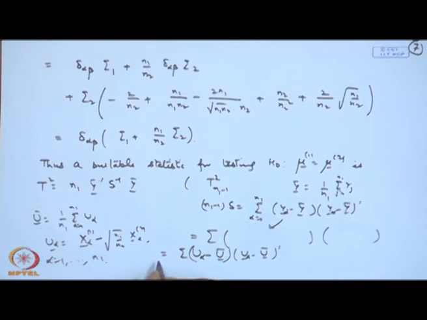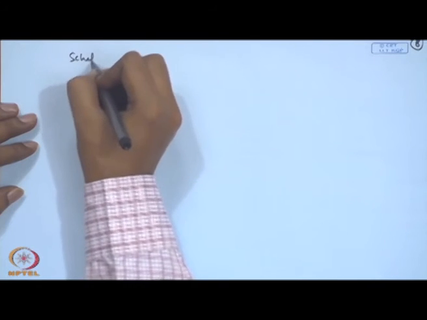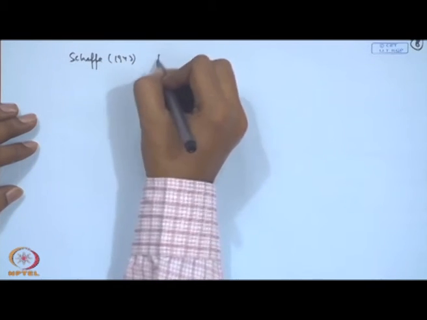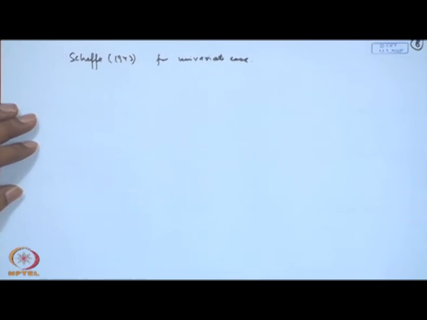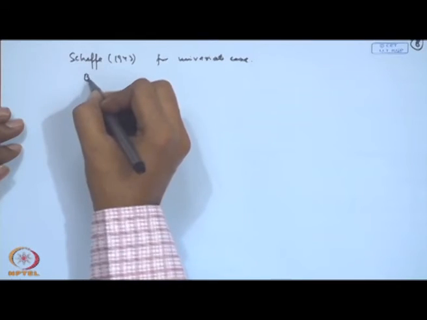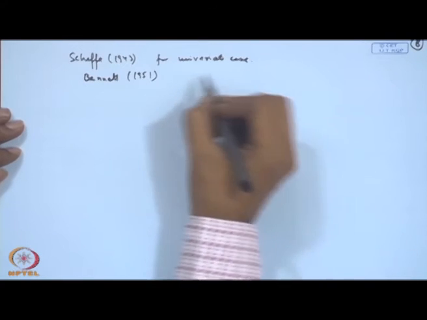So, this procedure was proposed by Scheffe in 1943 for the univariate case. And Scheffe actually showed that this gives us the shortest confidence interval for using the t distribution. And here we are actually making sacrifice of some of the observations, and Bennett in 1951 gave an extension to the multivariate case.